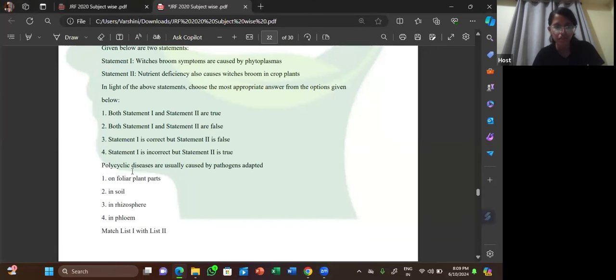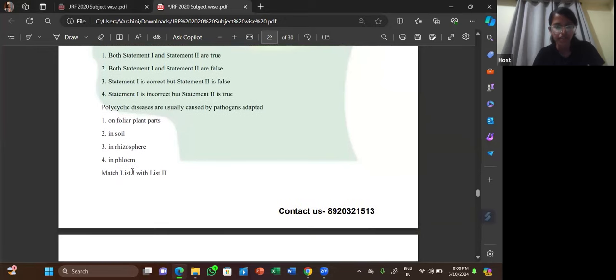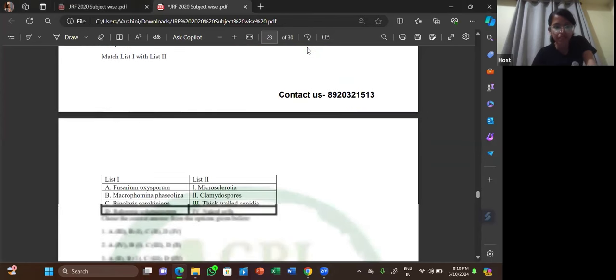Now coming to the next question. Polycyclic diseases are usually caused by pathogens adapted to what? We have discussed this in the same question paper. I have mentioned polycyclic. Very good. Option one, that is foliar. Just now I told you, like powdery mildew, they are polycyclic in nature. They are foliar pathogens. Option one is the right answer.